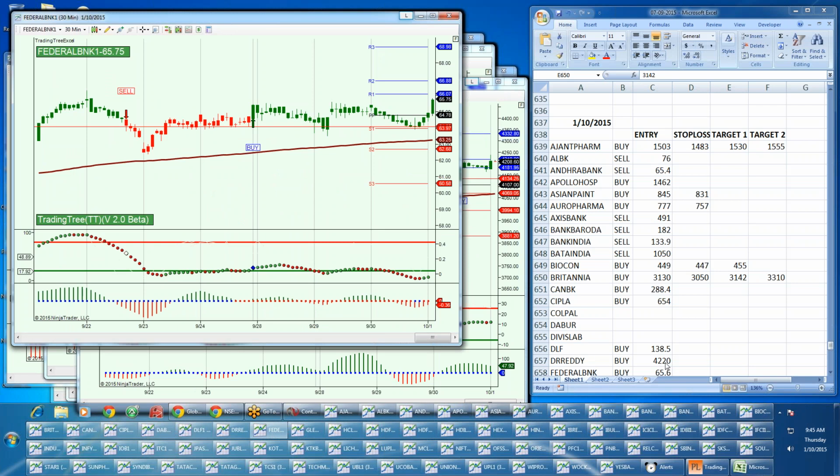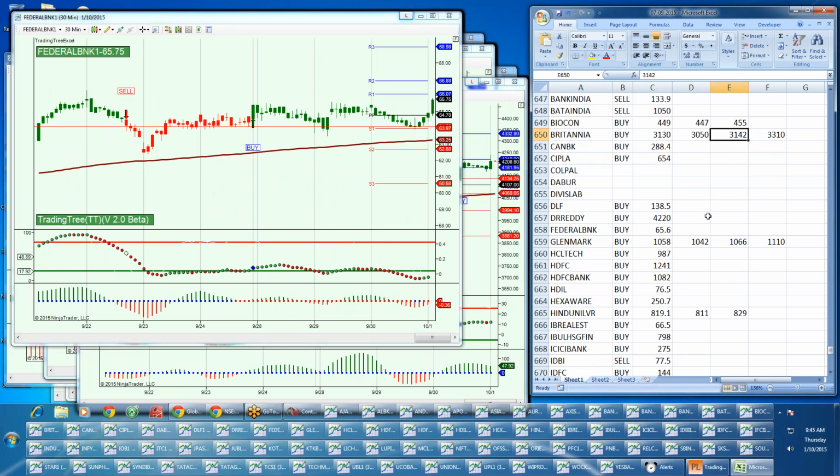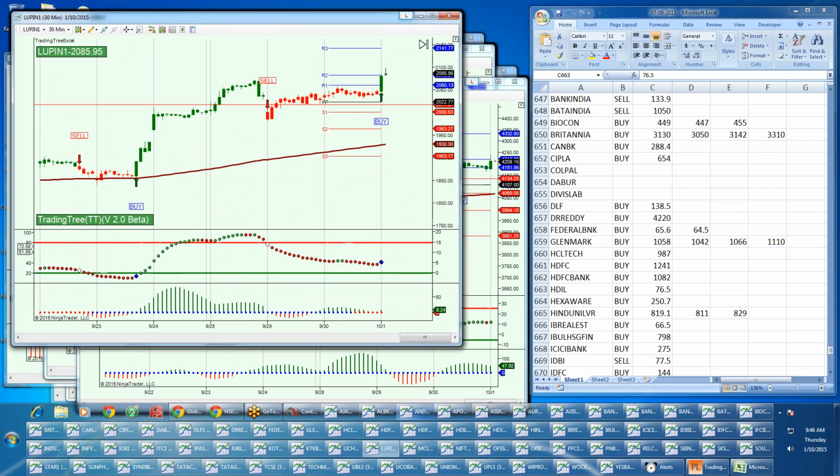So Federal Bank, now it is at this call, buy call has now triggered. So let's put the stop loss at 64.50. Always try to place the stop loss below your PP or R1 or R2 levels. 2060.